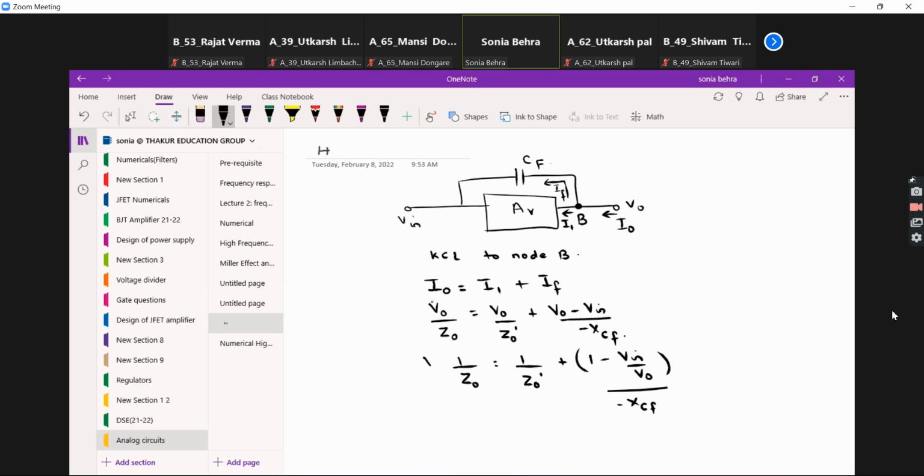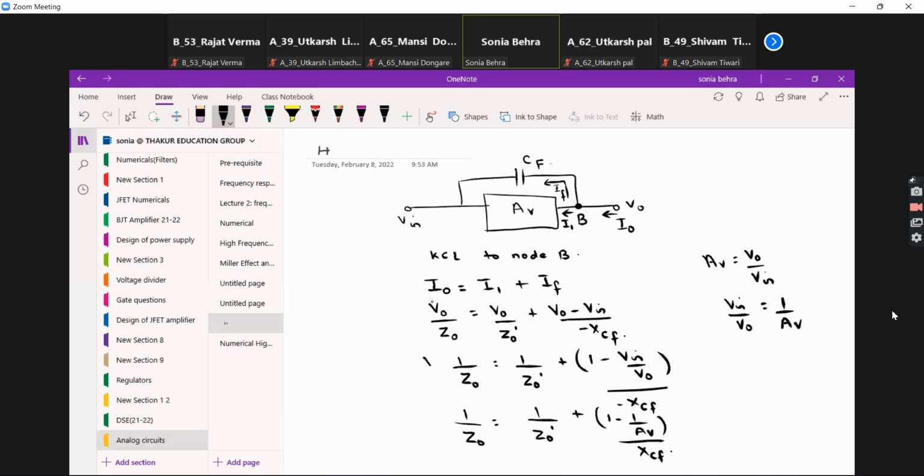अब इस we know that AV is equal to VO by Vin. Therefore, what will be your Vin by VO? Vin by VO will be equal to 1 by AV. So this term Vin by VO is nothing but 1 by AV. So 1 by ZO is equal to 1 by ZO dash plus 1 minus 1 by AV upon XCF.